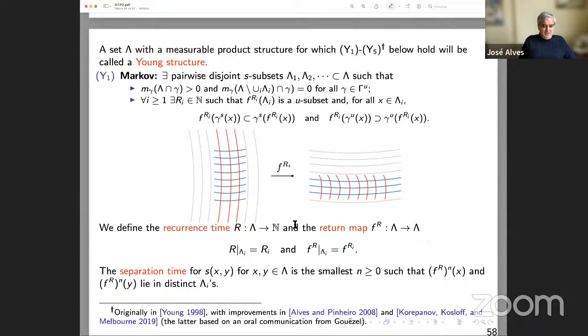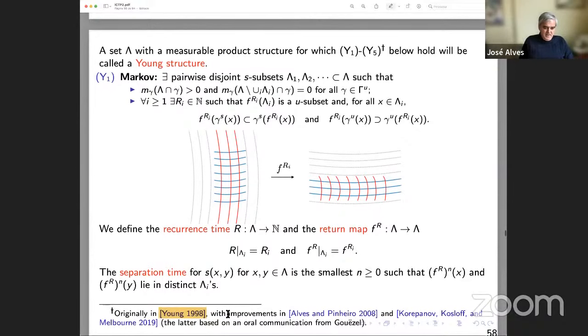These conditions appeared originally not necessarily in the way I'm going to present them now. Now it's simplified, so they are simpler than the original ones in the work of Young from '98, the paper in Annals. There are improvements in these conditions carried out in a paper of mine with Pinheiro, where we needed to make some simplifications, having in mind some example we would like to apply. And recently, Korepanov, Kozlov, and Melbourne also made some simplifications. I will tell you what these simplifications are merely in terms of the statements.